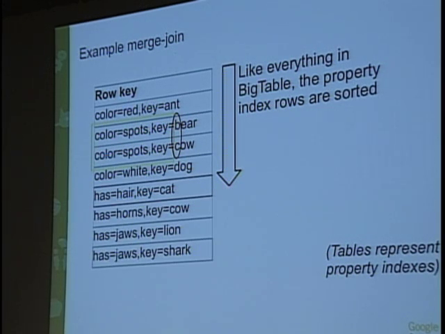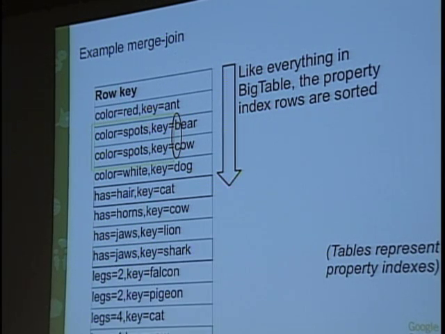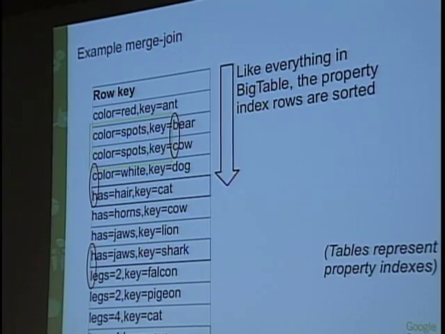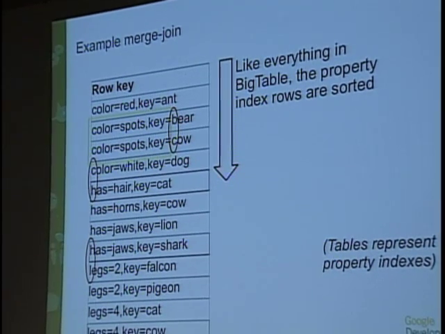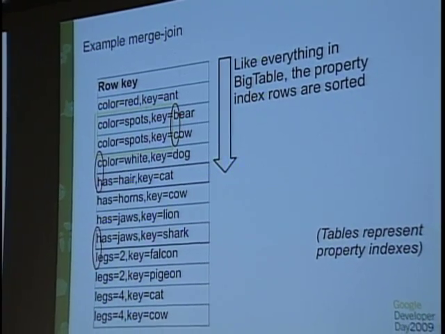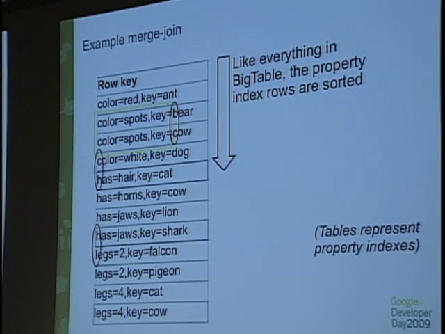Now, if we expand this and add to it some other properties, this is all in the same big table. Has equals hair is here, and legs equals 2, legs equals 4. Again, we have this property. C comes before H, which comes before L. The entire index is sorted. Now, even though it's sorted in one big table, there are so many entries from your application in there. The big table can distribute this. And in fact, even if you have a few entries, it will distribute this across many different machines.